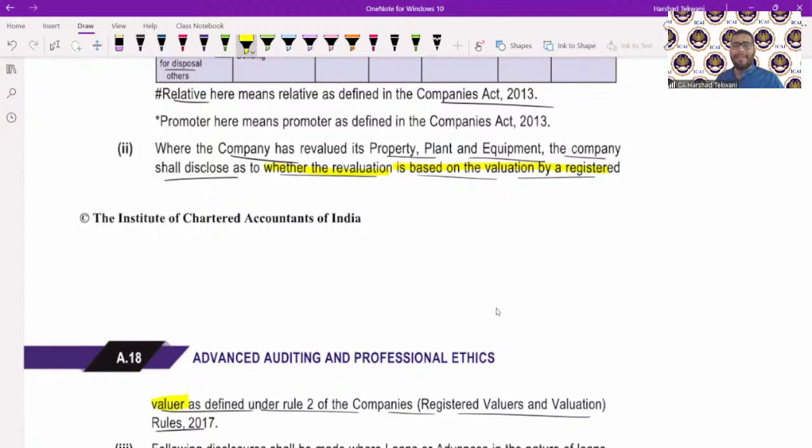For example, if the revaluation is done by the company, the stakeholders will be much more aware that this revaluation is done by the company, not by the registered valuer. A registered valuer's valuation may be different. Just to provide that disclosure.